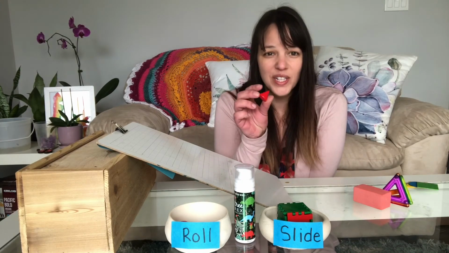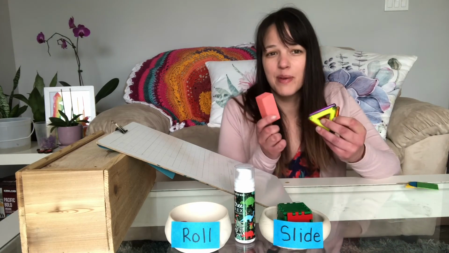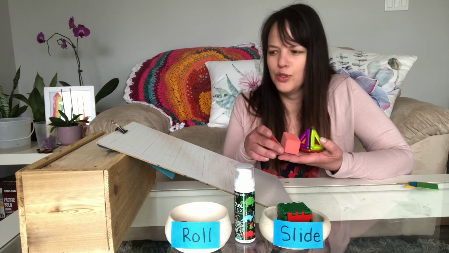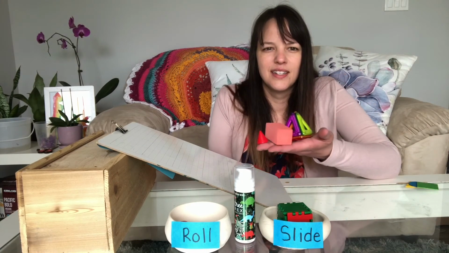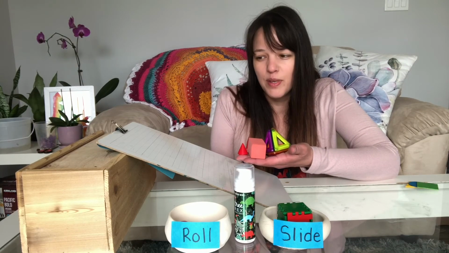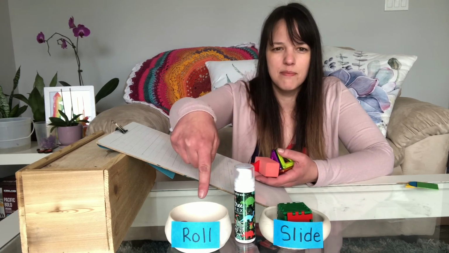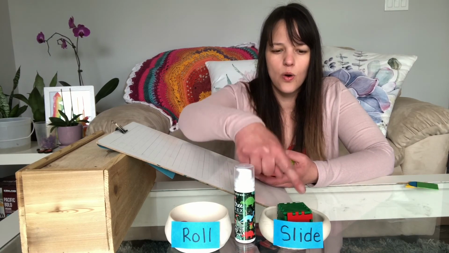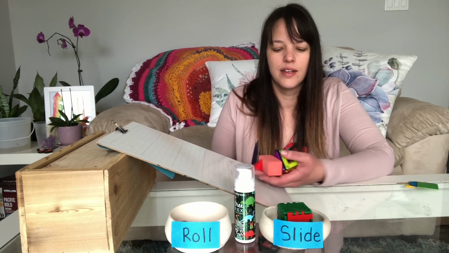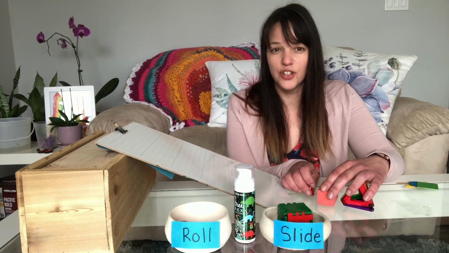I have a cone left. I have a prism. I have a pyramid. I wonder how these objects will move down the ramp. I also wonder how your objects move down the ramp. If you build a ramp and you send down your 3D shapes, you can sort them into roll or slide, or maybe they do both. I also wonder which 3D shapes are good for stacking.